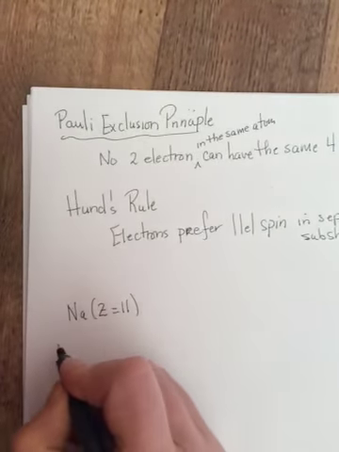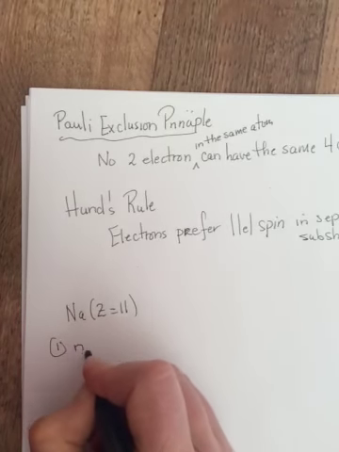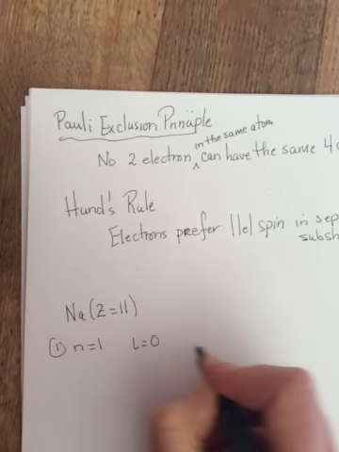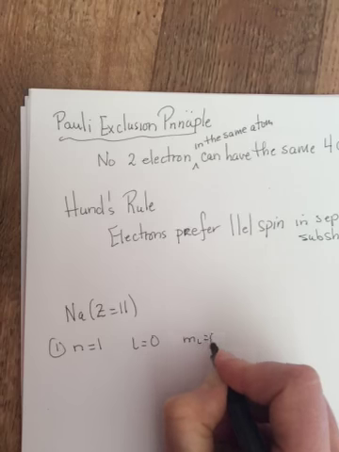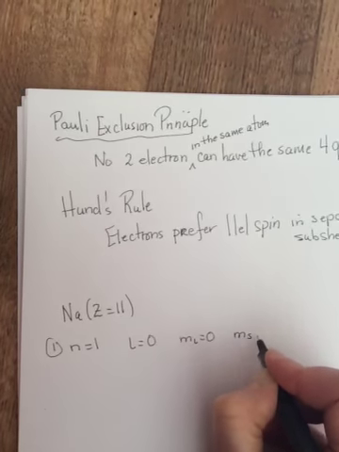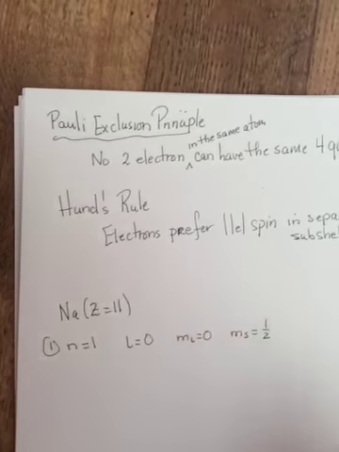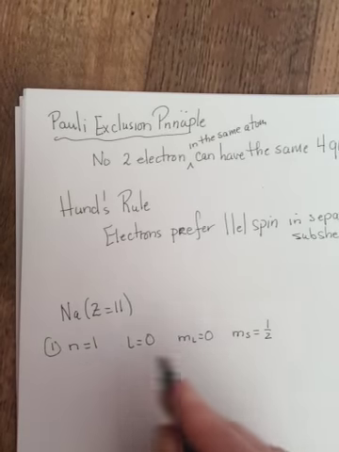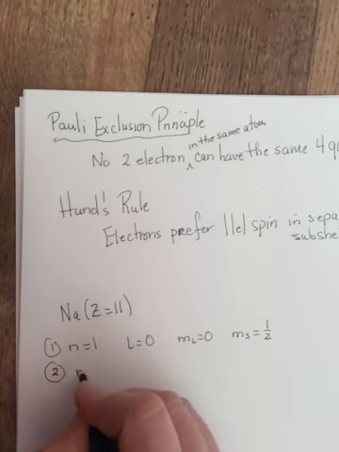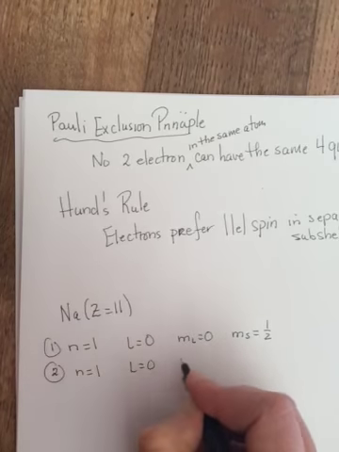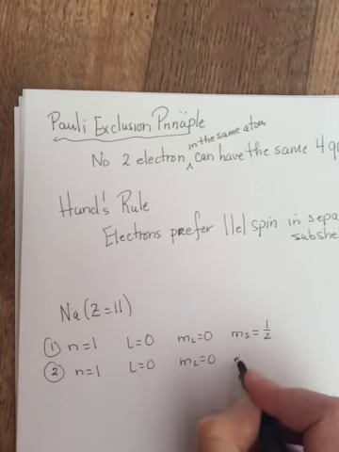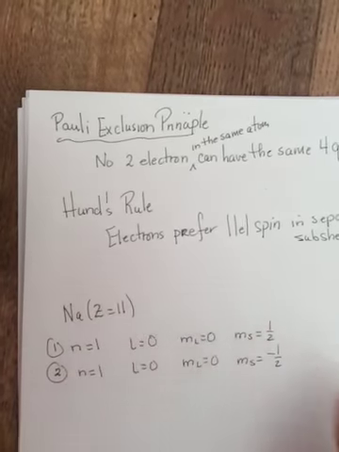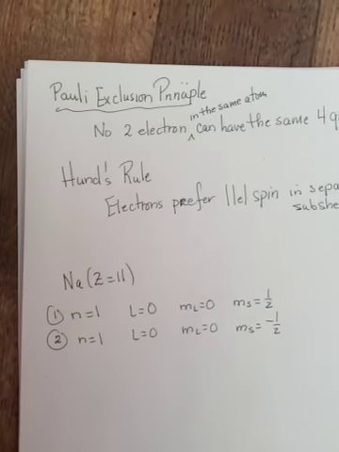And so we're going to have 11 electrons. The first electron will go into n equals 1. When n equals 1, L equals 0. And when L equals 0, ML has to equal 0. And MS can either be positive a half or negative a half, so I'll start with positive. So this would be the four quantum numbers for the first electron in sodium. The second electron would be n equals 1, L equals 0, ML equals 0, and MS has to be negative 1/2, because otherwise it would have the same four quantum numbers as the first guy, and it's not allowed.